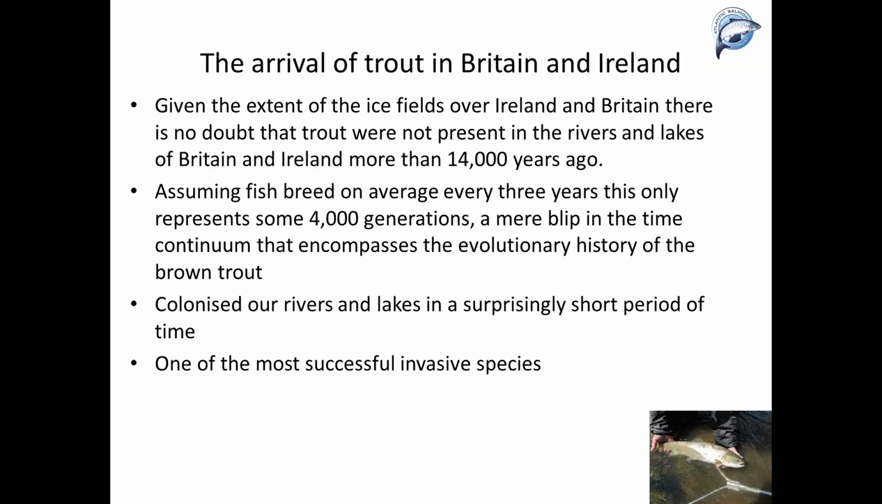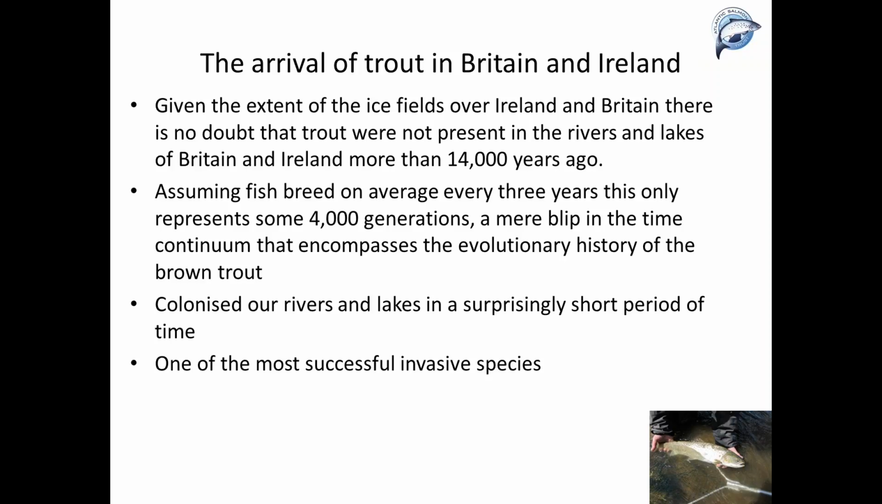But given the extent of the ice fields over Ireland and Britain, there's no doubt that the trout were not present in the rivers and lakes in periods beyond 14,000 years ago. And assuming that fish breed on average every 3 years, and that we saw the bulk of the fish appearing about 12,000 years ago, this only represents about 4,000 generations, a mere blip in the time continuum that encompasses the evolutionary history of the brown trout. But they colonized our rivers and our lakes in a surprisingly short period of time. And constantly over the next half hour or so, I'll come back to this ability that these fish have to colonize. Across the globe, they are one of the most successful invasive species.